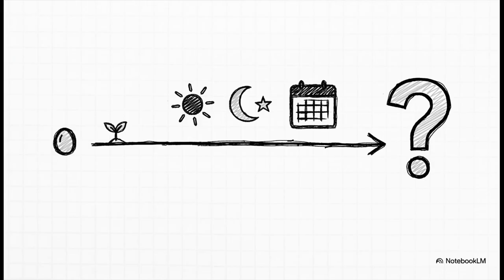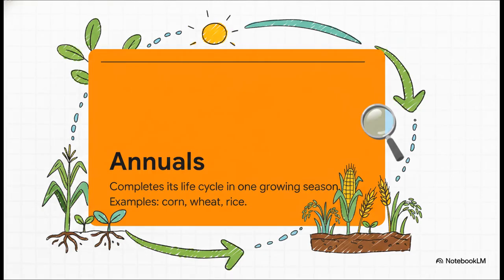How long does it live? How does it make more of itself? This simple question gives us three huge categories. First up, we've got the annuals. You can think of these as the live fast, die young crowd of the plant world. They go from seed to flower to making their own seeds all in one single season. Think about the big crops that feed the planet: corn, wheat, rice. We have to plant them every single year because that's just their nature.